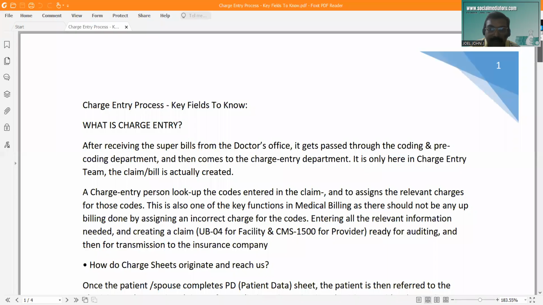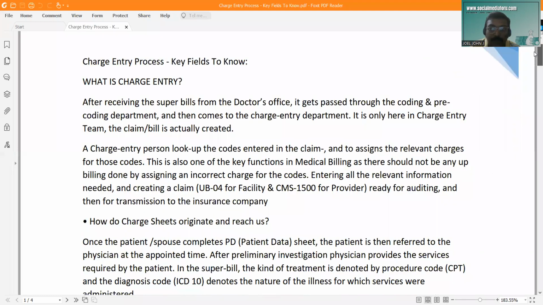Now we are going to discuss the charge entry process: key fields to know.